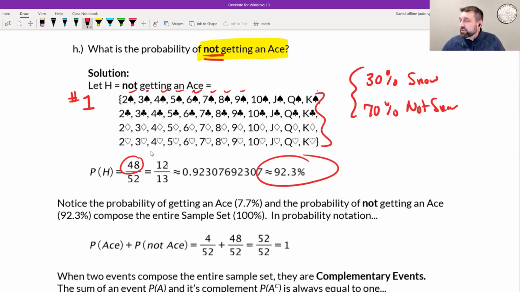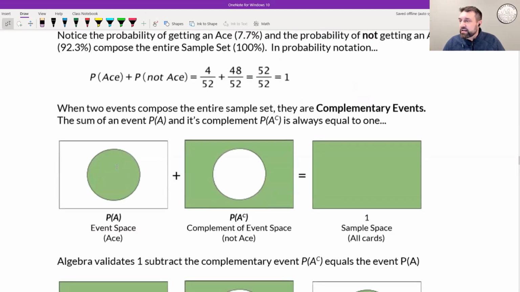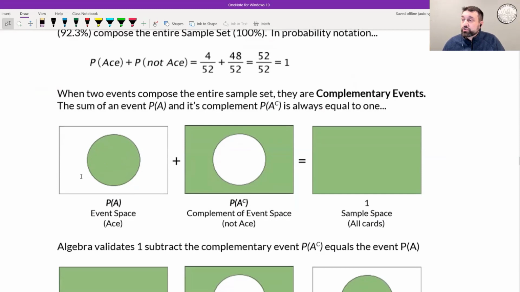So if we wanted to know the probability of it not snowing, what we could do is say 1 minus the probability of it snowing. Or I should say 100%. Maybe I'll do that. 100% minus 30% is the 70% of it not snowing. This is called the complement. And this is the idea that we illustrate here. So if you take the probability of drawing an ace and the probability of not drawing an ace and add those together, you get the number 1.